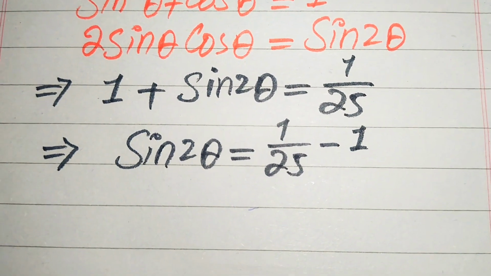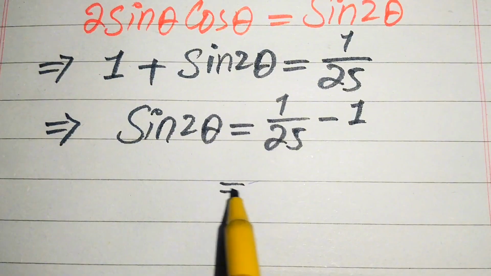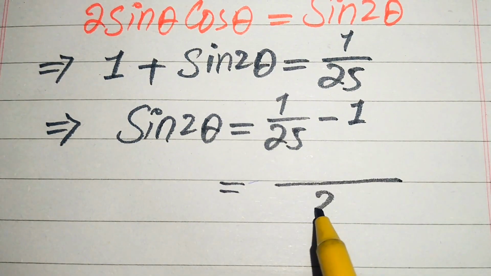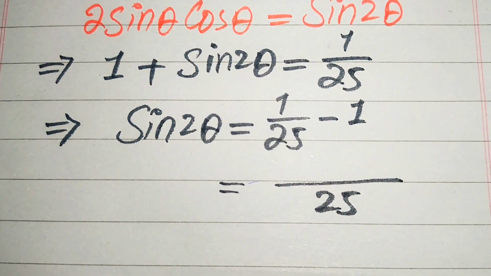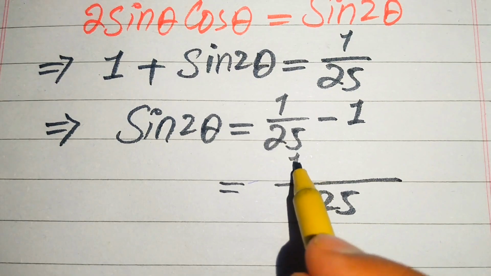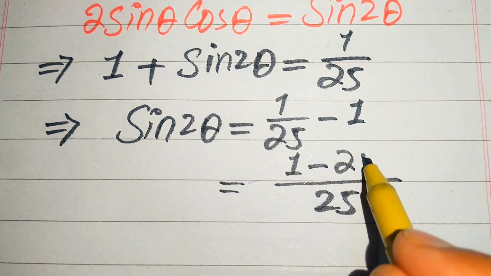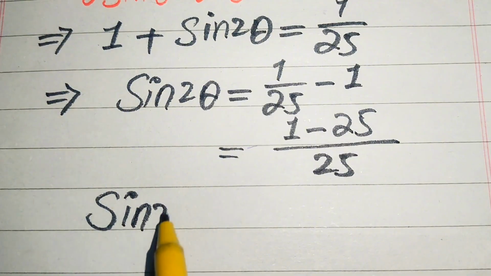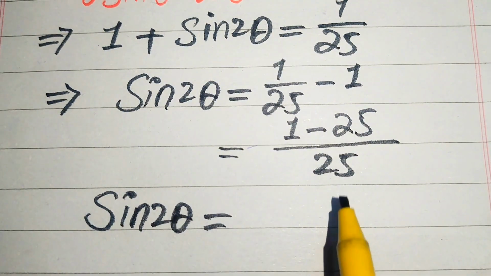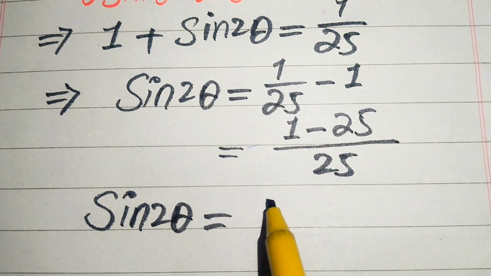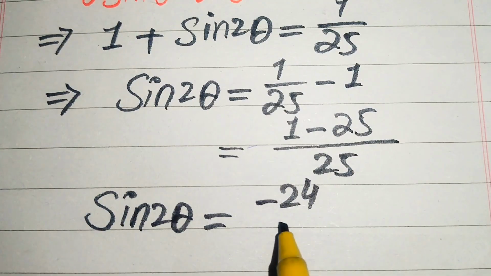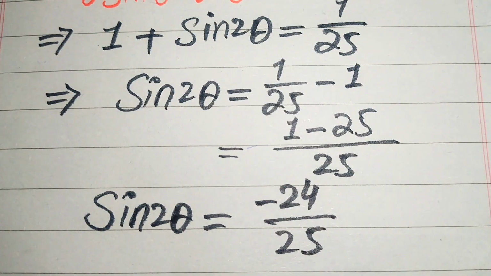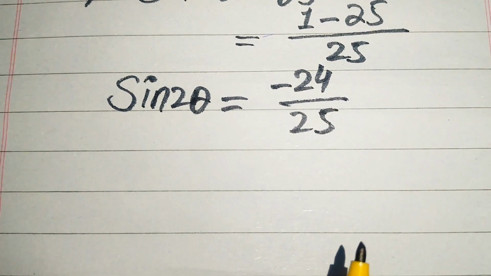Now in the next step we need more simplification, and here we take the LCM of the terms, and the LCM becomes 25. So this 25 and this 25 are gone, and we get 1 minus 25. Now in the next step we have sine of 2 theta equals 1 minus 25, which equals minus 24 divided by 25.